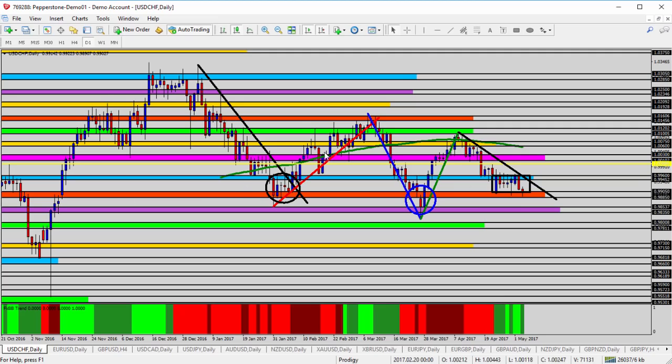Okay, here on the dollar franc daily time frame, we see 1, 2, 3, 4, 5 different trends here. The black trend line, red, blue, green, black. So we've had basically 5 different trends for the first 5 months of 2017. So right now we're currently in the downtrend.